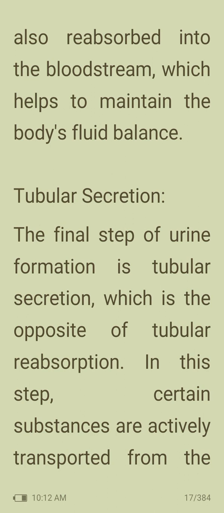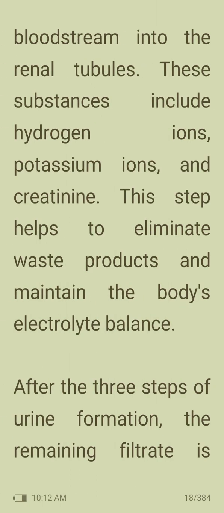Then tubular secretion. The final step of urine formation is tubular secretion, which is the opposite of tubular reabsorption. In this step, certain substances are actively transported from the bloodstream into the renal tubules. These substances include hydrogen ions, potassium ions, and creatinine. This step helps to eliminate waste products and maintain the body's electrolyte balance.